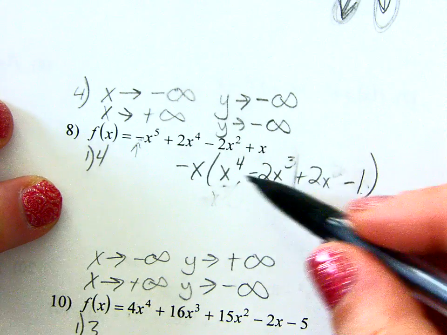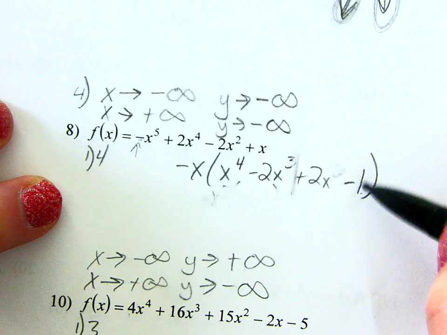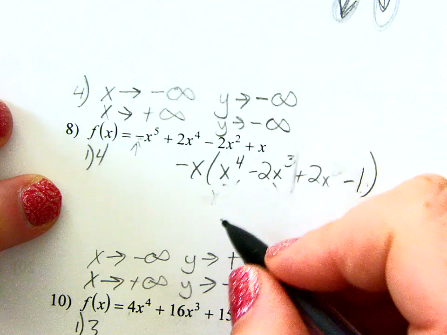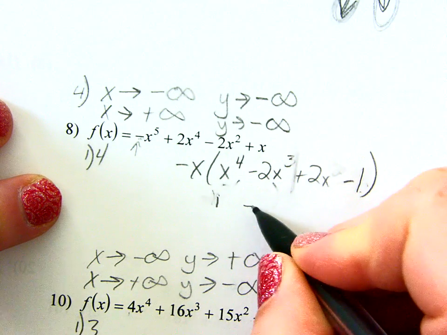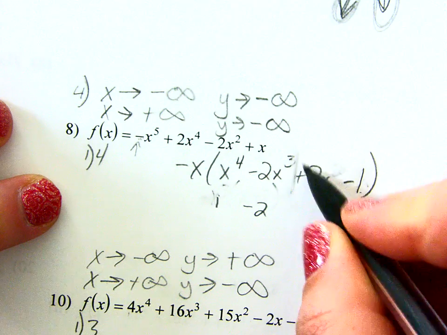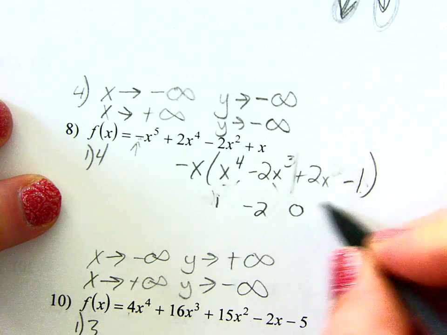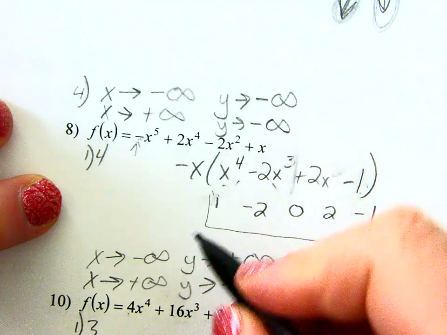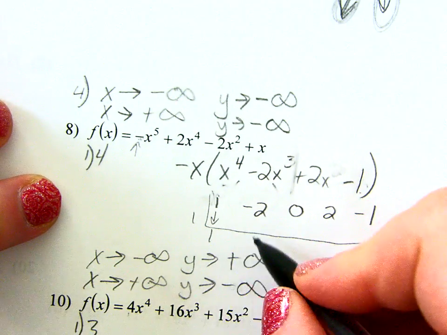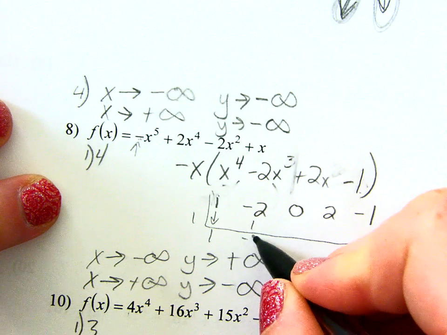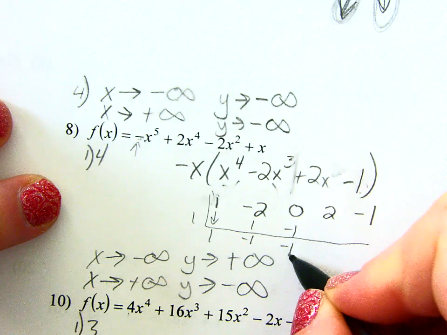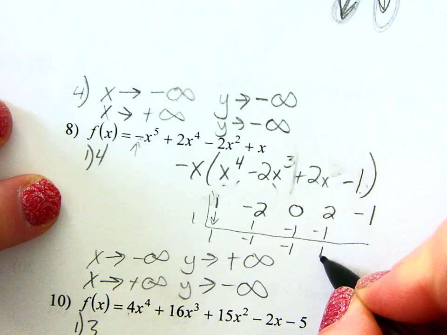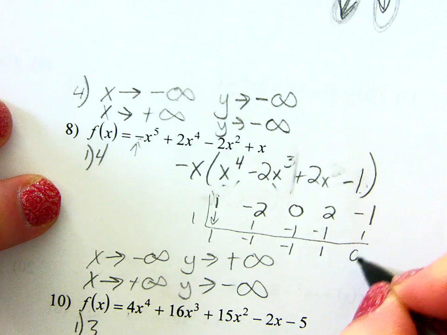Now I have this. But look, my factors are either +1 or -1, so when I go to do synthetic, it should be really easy. 1, negative 2. Don't forget, I don't have an x squared, so I need a 0. 2, negative 1. Let's see. 1 or negative 1 hopefully will work. Negative 1, negative 1, negative 1, 1. Nope, negative 1. 1, 1, 0. Hooray!